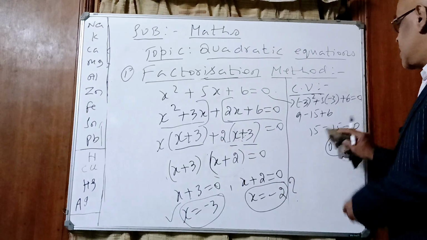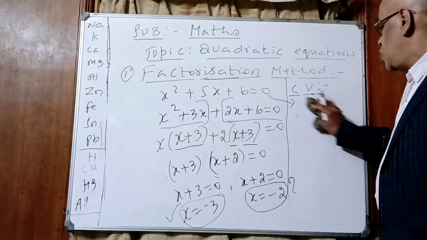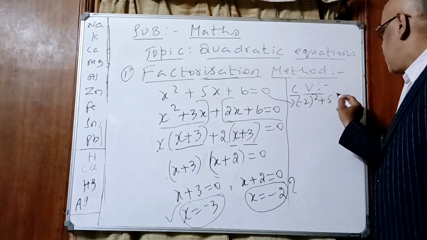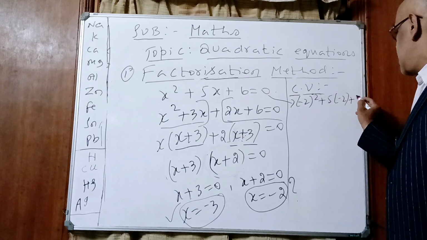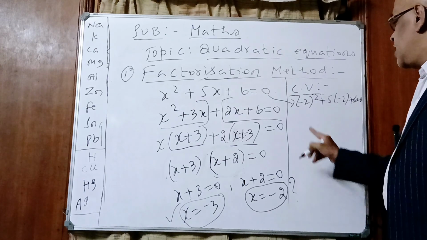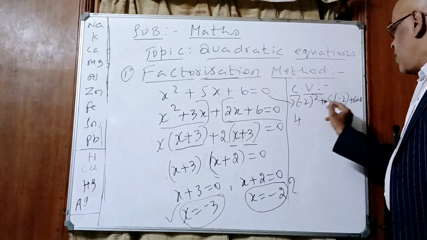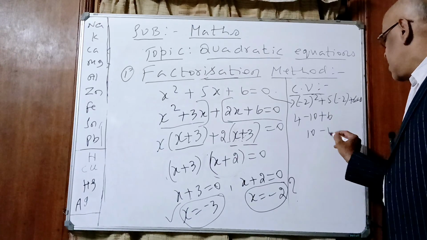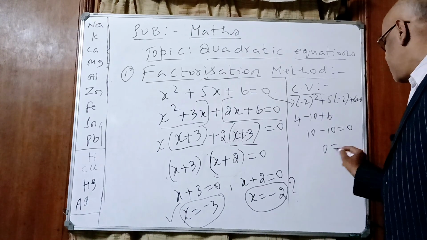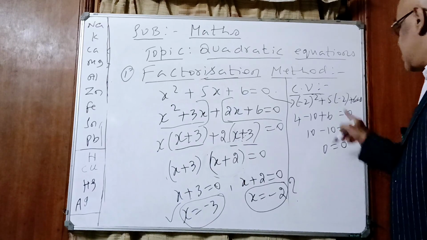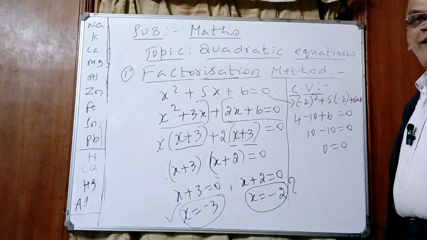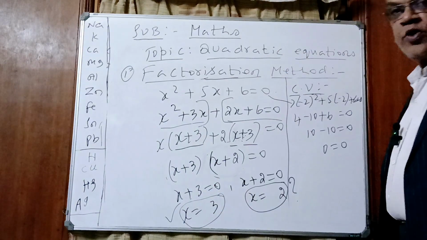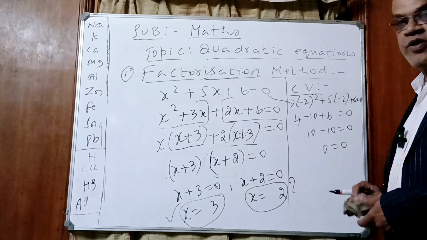Minus 2. In place of x, you put the value minus 2. Minus 2 square plus 5 into minus 2 plus 6 should be 0. Yes or no children? Minus 2 square is 4, plus into minus is minus 10, plus 6. 6 plus 4 is 10, minus 10 is equal to 0. So LHS is equal to RHS. Hence the answer tallies. By mistake, if you write plus 3 and forget to put the minus sign, then the answer doesn't tally. Yes or no children?